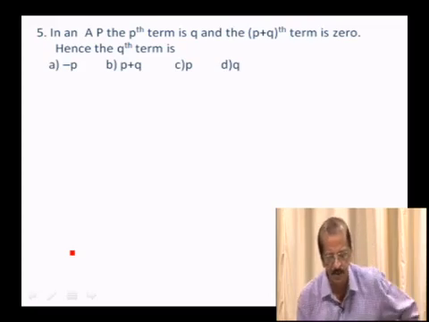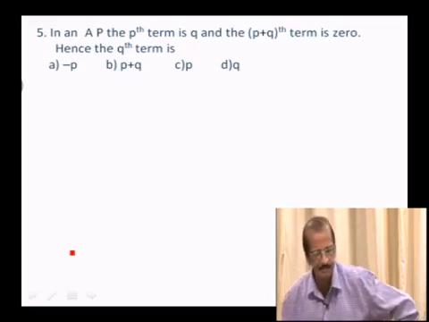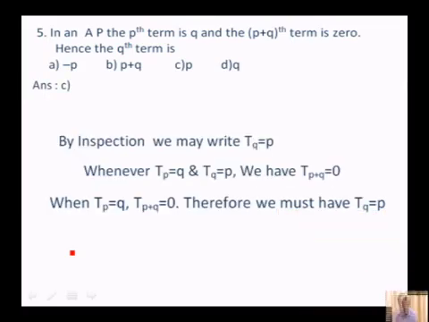So look at this question. It is given that the p-th term is q and the (p+q)-th term is 0. By inspection we may write T_q is equal to p. Because T_p is equal to q, T_q is equal to p, but T_(p+q) is always 0. But here he has given T_p is equal to q and T_(p+q) is equal to 0. Therefore, we must straight away write T_q is equal to p. So, the answer is C.